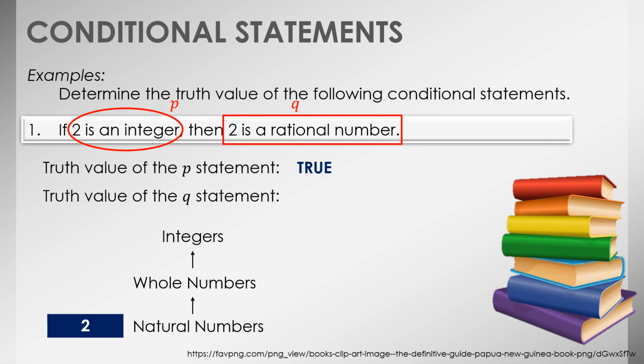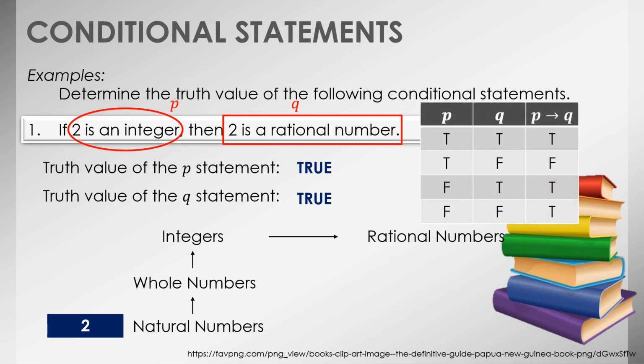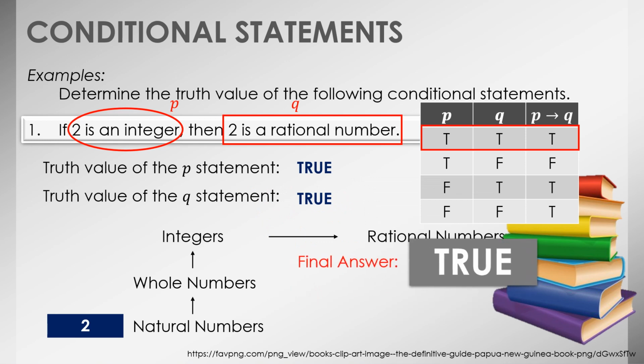Now, we've also learned that the set of integers is a subset of the rational numbers. Therefore, since 2 is an integer, 2 is also a rational number. Hence, the Q statement is also true. For this moment, we can now determine the truth value of the given conditional statement. Recalling the truth table given earlier, since both our P and Q statements are true, we are on the first case. Therefore, the given conditional statement is true.